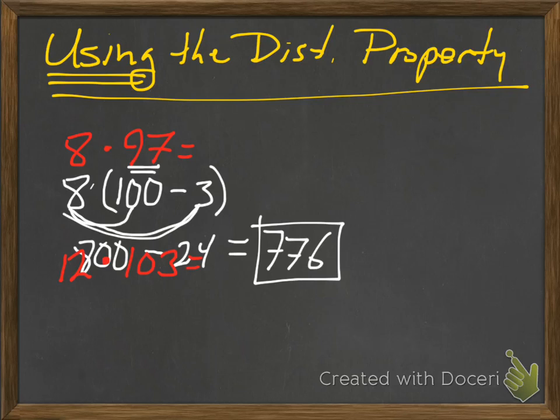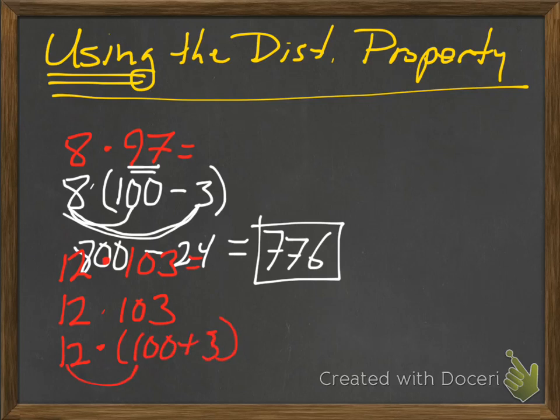Okay, that was not great, but let's go ahead and recopy that. 12 times 103, I can do the same thing here. I could technically rewrite either the 12 or the 103. I could change the 12 into 10 plus 2, but then I'm going to have to multiply by 103. Or I could change the 103 into 100 plus 3.